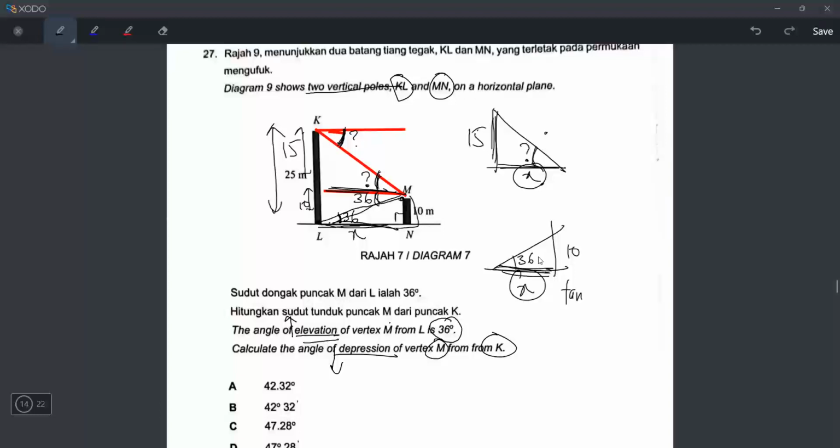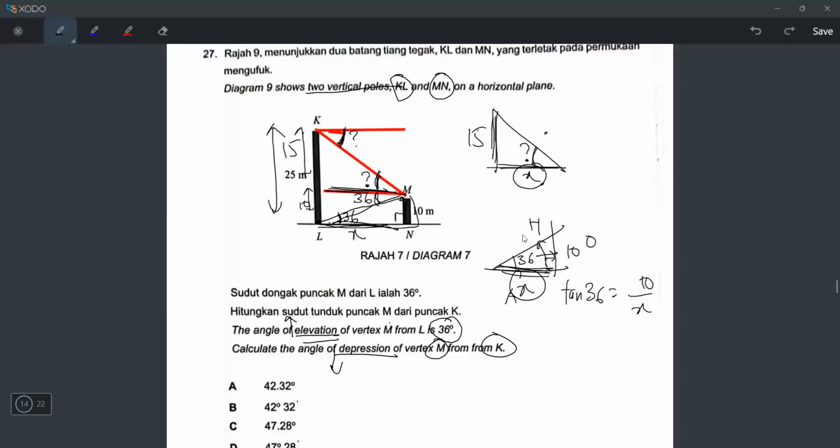Tangent. Why tangent? Because the side opposite the angle we call O, the side opposite 90 we call H, and this is A. So what do I have? O. And what do I want to find? A. So we have to involve O and A. That's why we use tangent. So tangent 36 equals 10 over x.